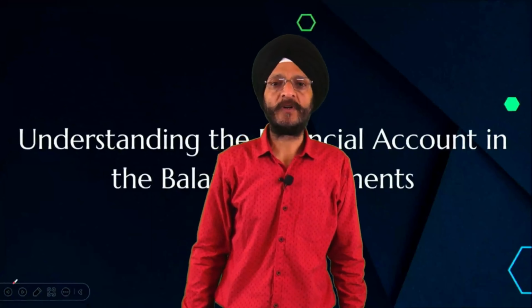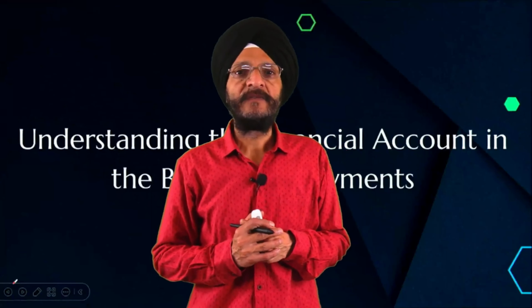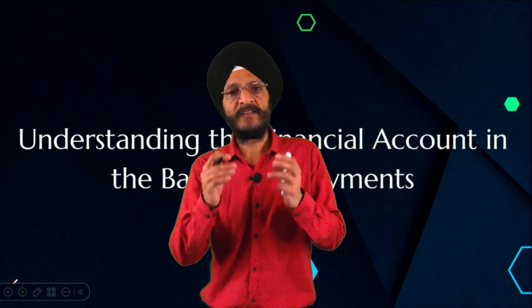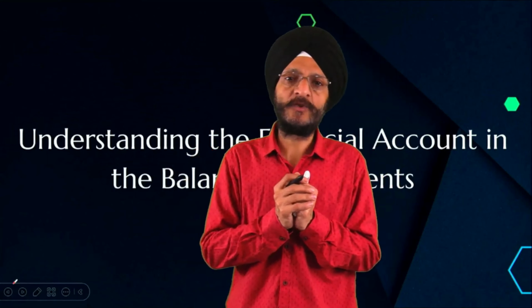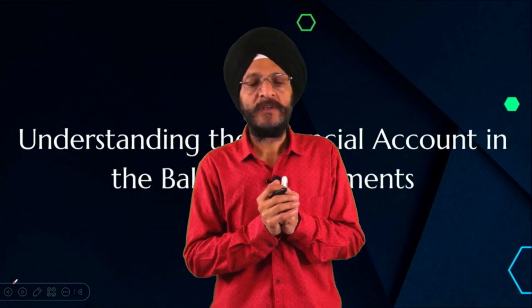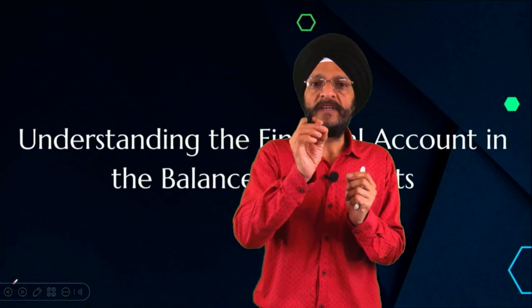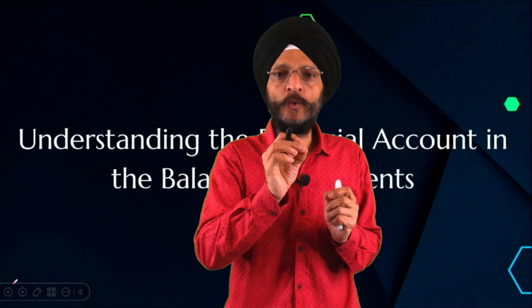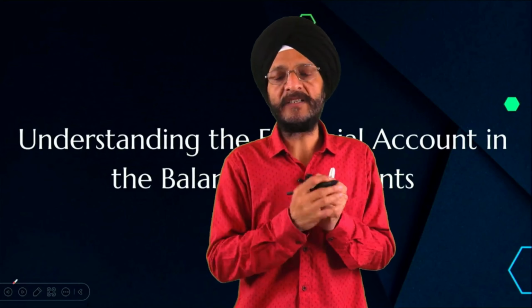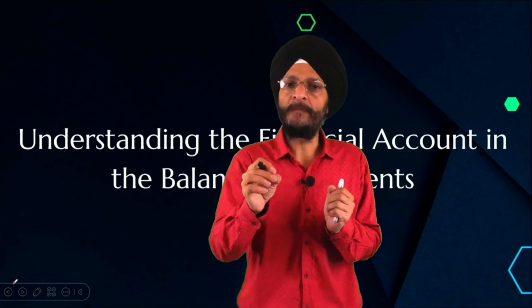Now the topic before us is understanding the financial account in balance of payments. We have already learnt that there are three components in balance of payments: current account, capital account and financial account. And in the case of current account, we record the transactions pertaining to export and import of goods and services, unilateral transfers paid and received, and investment income paid and received.